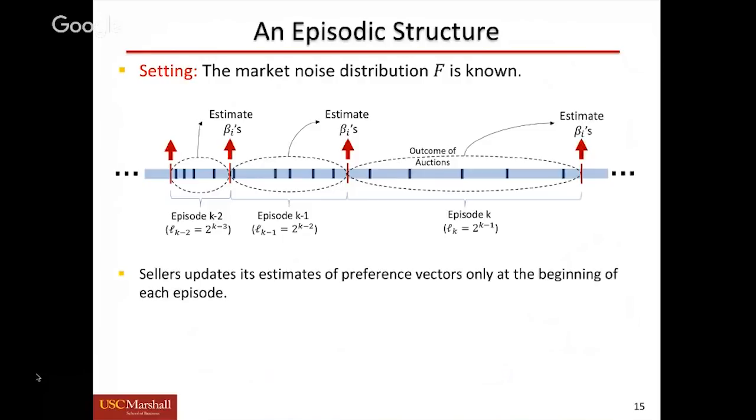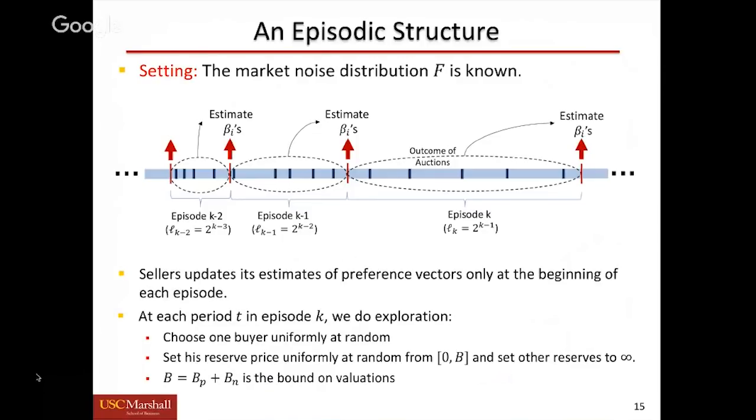How do you set the reserve prices here? You want to exploit this knowledge. So you set the reserve price to be the optimal one based on the estimate that you have of the preference vector. We'll get to the formula. But at each time t, you could also do exploration with some small probability. So if you are at a period in episode K of length L_K, with probability 1 over L_K, the length of this episode, you do exploration, which means that you choose one of the n buyers uniformly at random, and then you set the reserve price uniformly from 0 to B. B here is the maximum valuation that you can get under your model. And you set the reserve for the other bidders in the market to be infinite. So this is the exploration that you are doing. The prices are uniformly random. But this doesn't have an effect on your regret because you are doing that with a small probability, 1 over L_K.